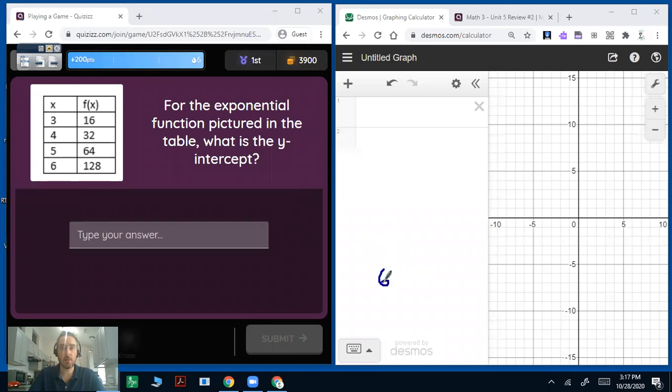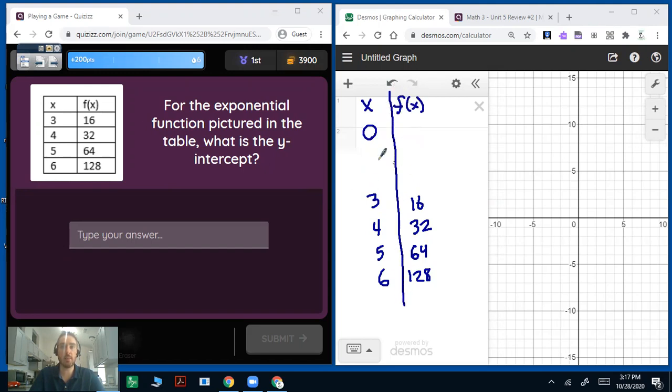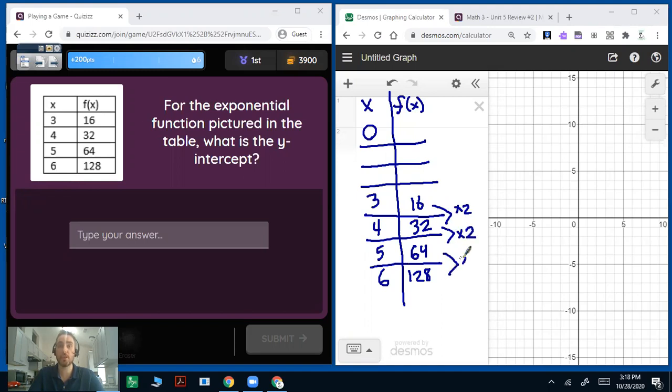You have 6, 128; 5, 64; 4, 32; and 3, 16. And we have to get this all the way to when 0 is your x value. So I would extend that table, figure out the pattern, and then keep it going until you get to where you need to go. Hopefully you can figure out the pattern. These numbers are just multiplied by a certain amount each time. So 16 times 2 gives you 32, times 2 is 64, times 2 is 128.